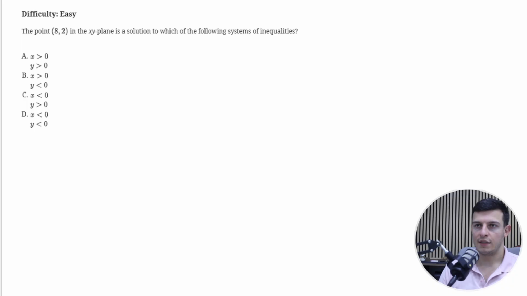The point (8, 2) in the xy-plane is a solution to which of the following systems of inequalities? Now, 8 and 2 are both positive values, so I need to find a case where both of them are positive. So A seems all right. This is negative, these both are negative. So A is good.